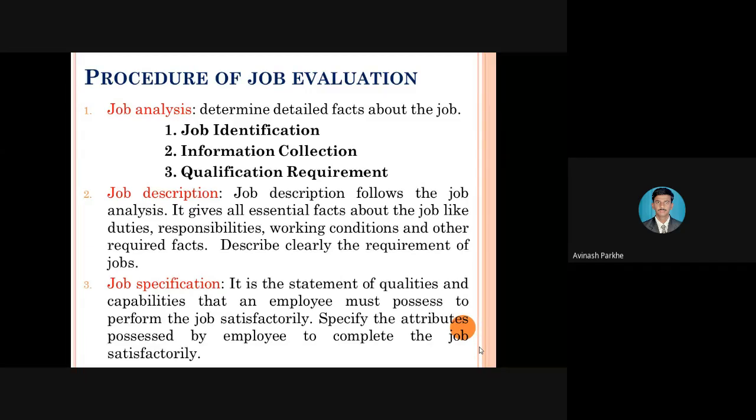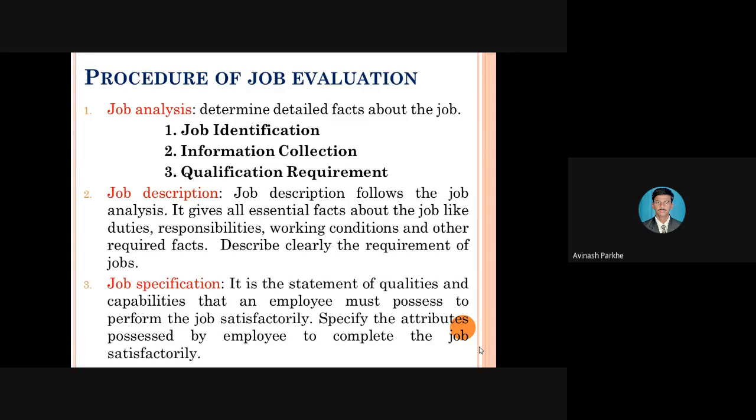So this is the first step of job evaluation, which is called job analysis, through which you will get all the detailed facts about this particular job. And in order to obtain all those facts, these three steps are very important: job identification, information collection, and the qualification requirement.